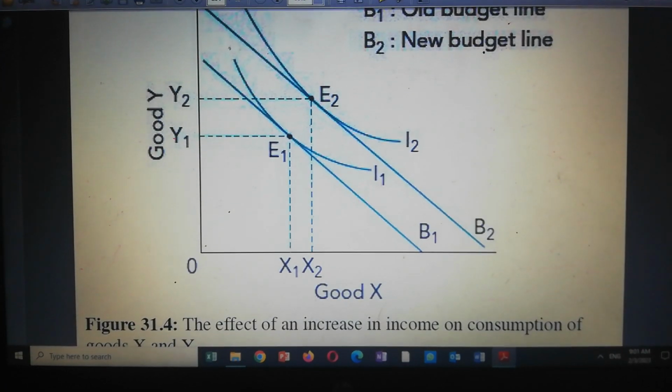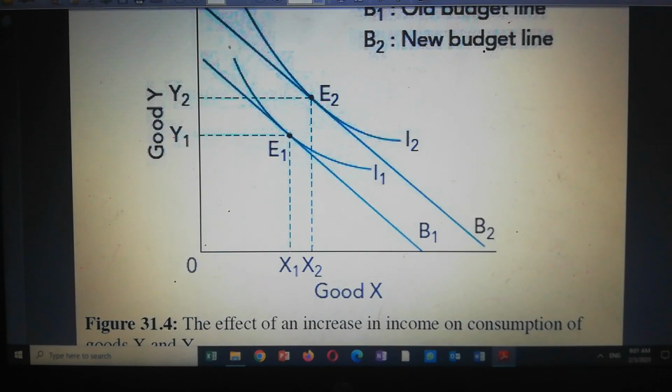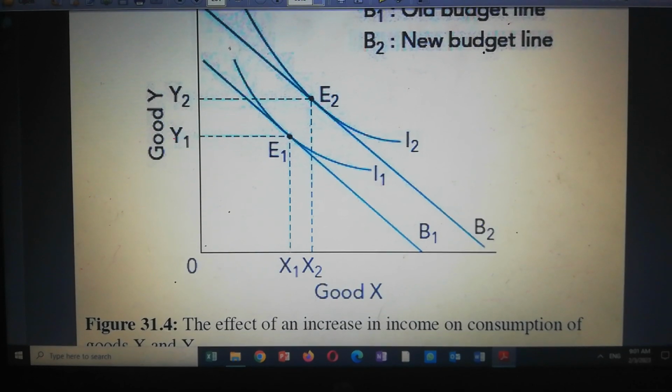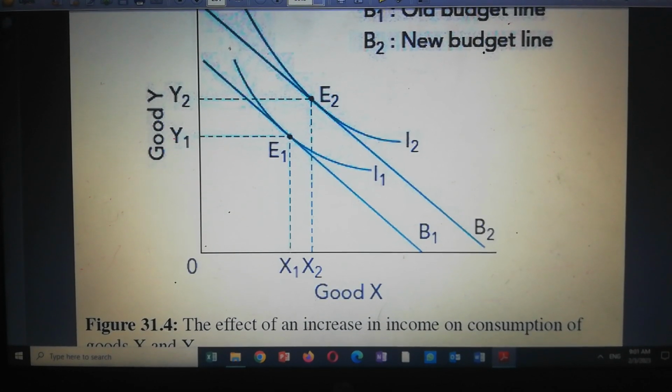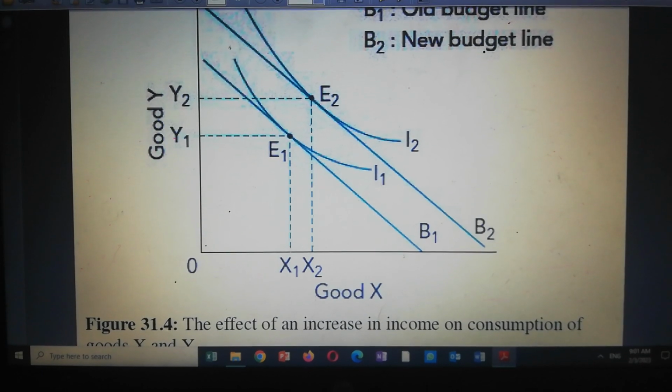Okay, so now we'd like to look at what happens in the event that income actually changes. Remember, whenever the consumer's income changes, it is likely to result in a change in the budget line. So I want you to understand that whenever incomes change, the budget line also shifts.